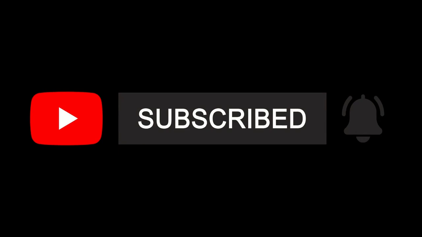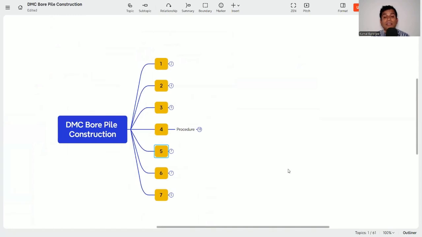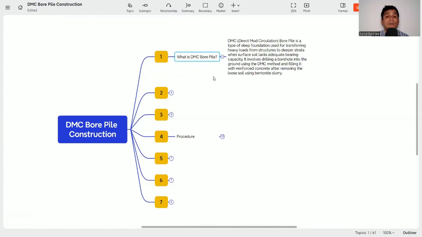So without wasting time, let's jump into the subject, that is DMC bore pile construction. In any foundation, whenever a pile is required, we need to do the piling work. There are different types of pile: driven pile, bore pile. Today we are discussing only the DMC bore pile, or bore pile by the DMC, or direct mud circulation method. So first thing we need to know is, what is DMC bore pile.